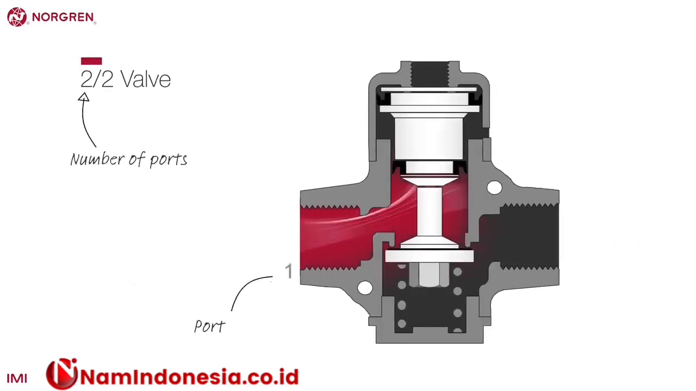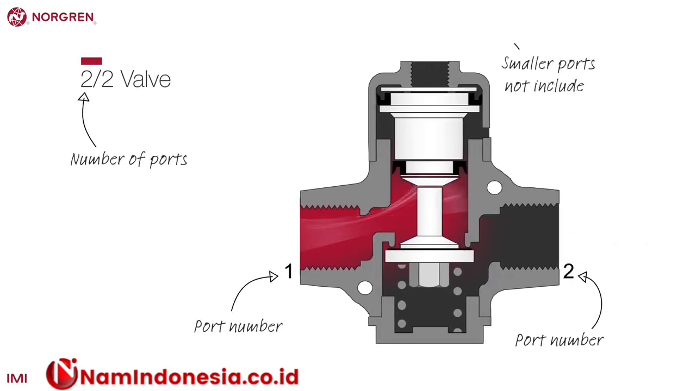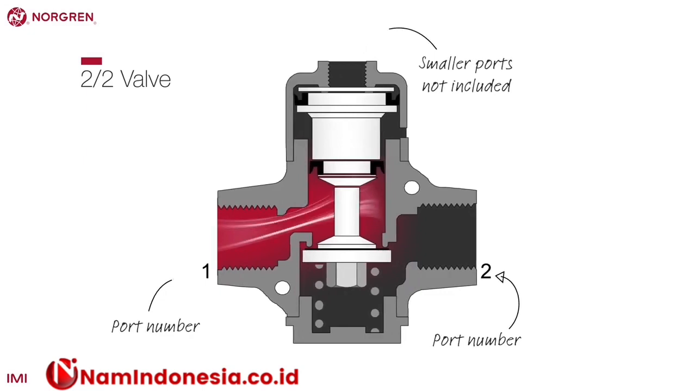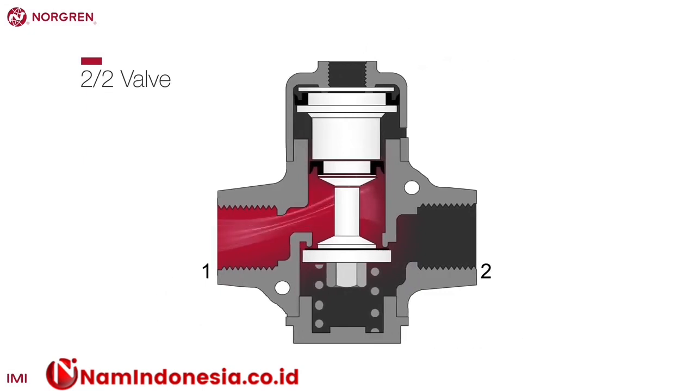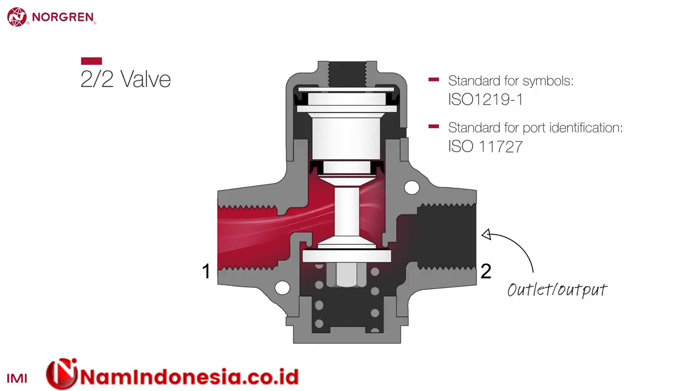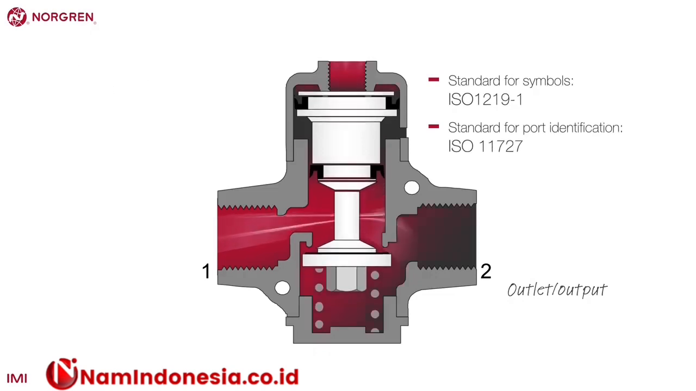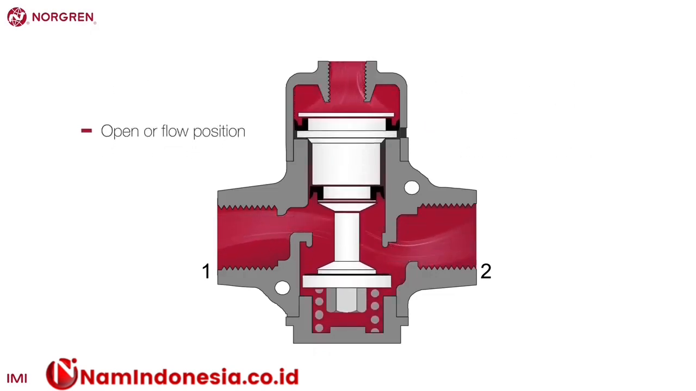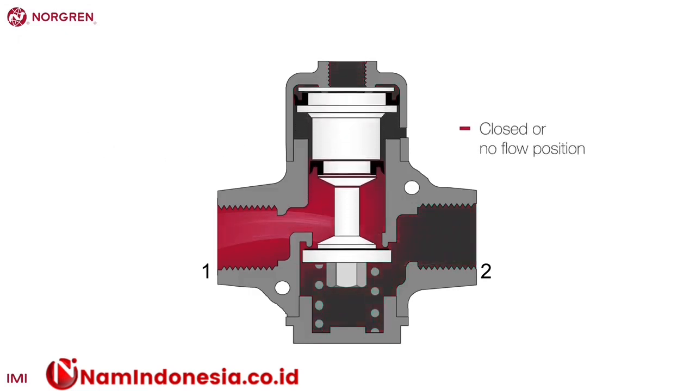The first number represents the number of ports on a valve. Only the ports on the main body are counted, and the smaller ports on a pilot valve, for example, are not included. This is a 2-2 valve. It has two ports and two positions. Port 1 is the inlet or supply. Port 2 is the outlet or output. This is a standardized numbering system. The two positions are open or flow and closed or no flow.